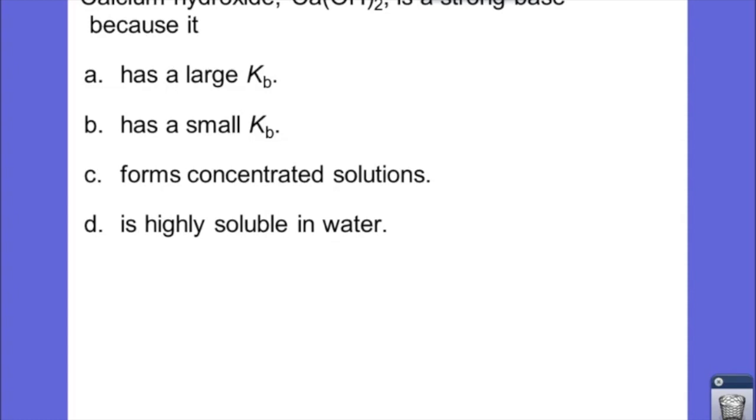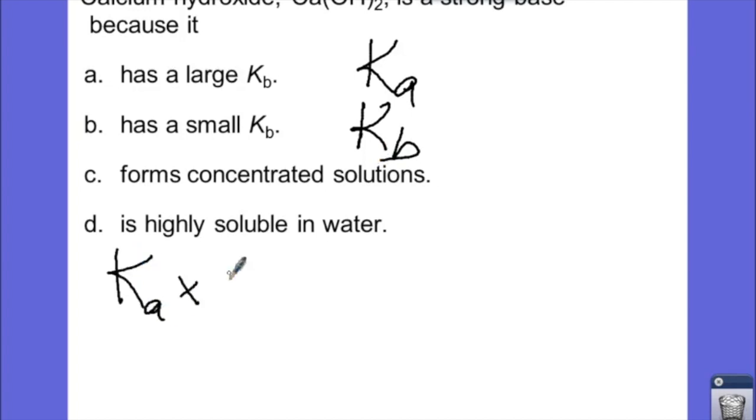Okay, calculate hydroxide ion. CaOH2, calcium hydroxide CaOH2 is a strong base because, now let me tell you, the stronger the Ka, the larger the Ka, the stronger is the acid. This is why I went back to that flip chart to review a few things with you. Let me repeat. The larger the Ka, the stronger is the acid. The larger the Kb, the stronger is the base, because K is product over reactant.